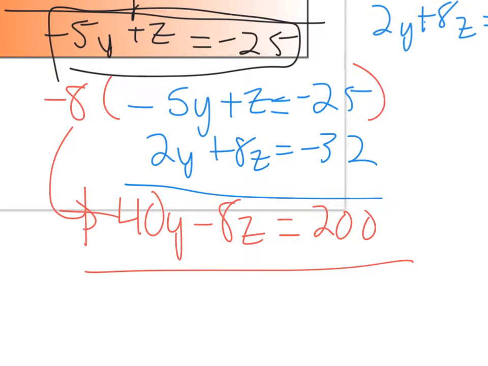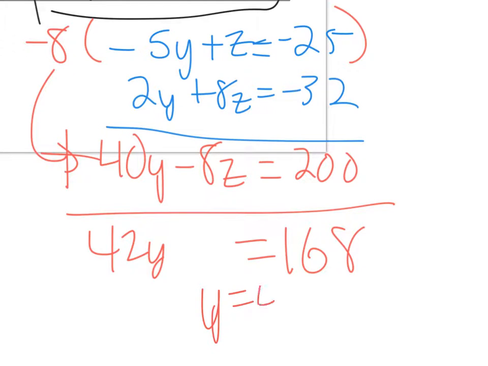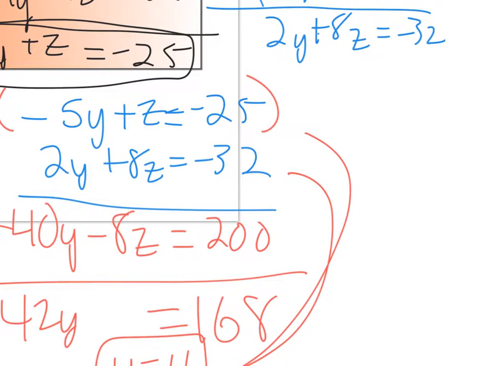So now I'm going to add these two things. I'm going to be left with 42y. The z's are going to go away. 200 minus 32 is going to be 168. So y is going to equal 4. Okay, so y equals 4. Now let's go back and figure out what z is going to be. So if I go negative 5 times 4 plus z, that equals negative 25.